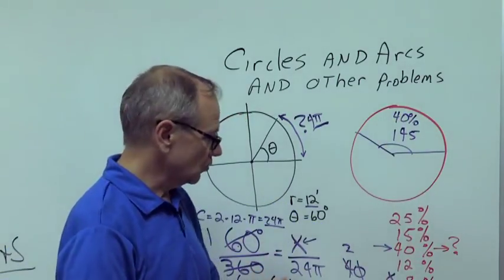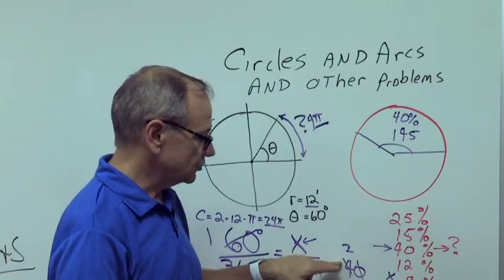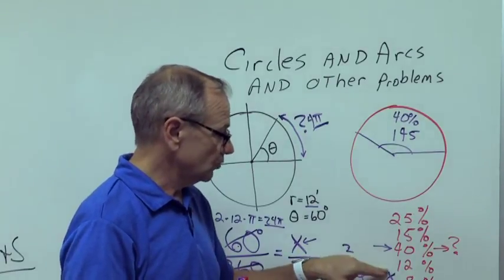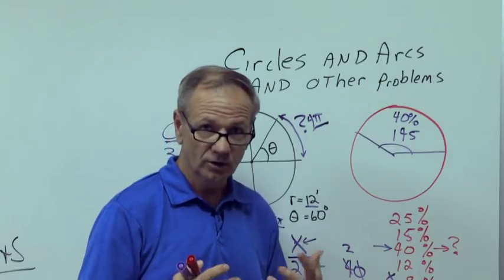All of these are going to work out to be that you take what you've got to what it takes to make a whole in that category is equal to what you've got to what it takes to make a whole in the other category.